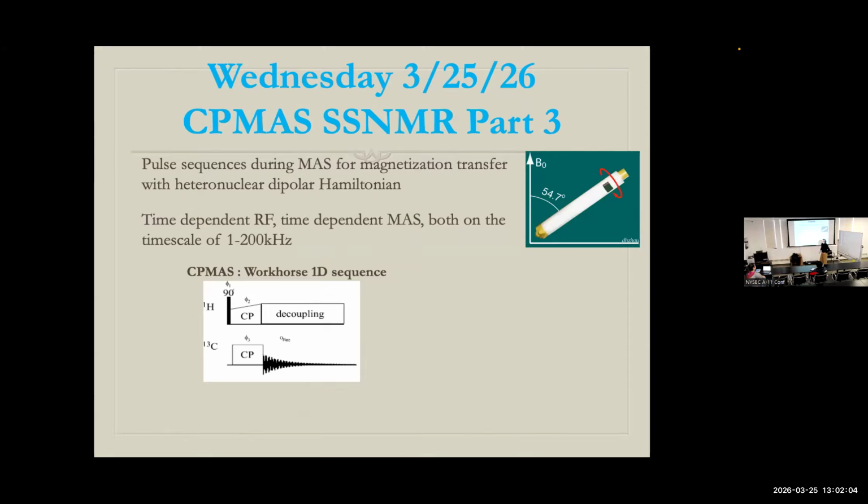That's like a base. And it's complicated because the pulses will be time dependent. There always are. The MAS gives you time dependence. That's a lot. And actually, they're time dependent on the same time scale, someplace between 1 and 200 kilohertz. So we're going to start with a workhorse 1D sequence.